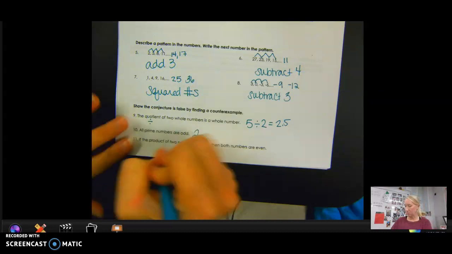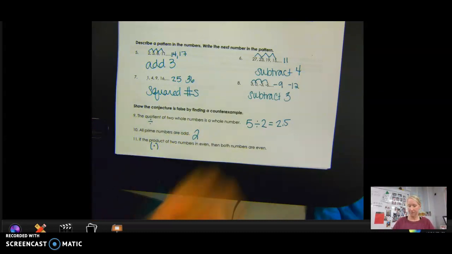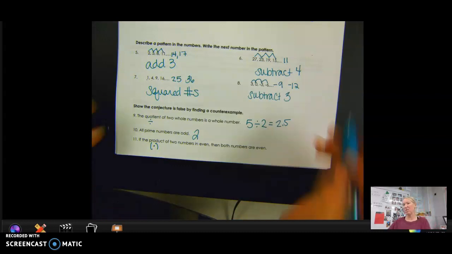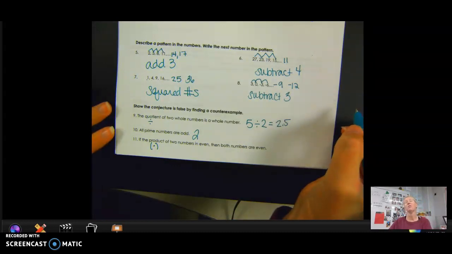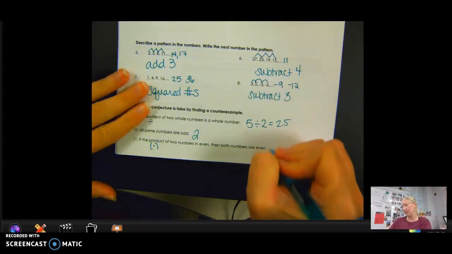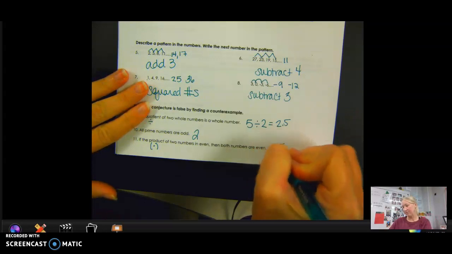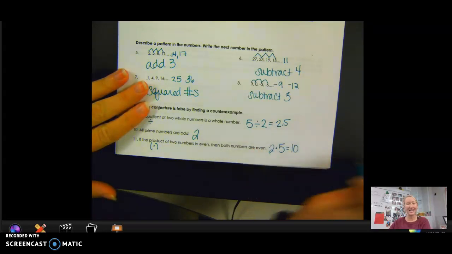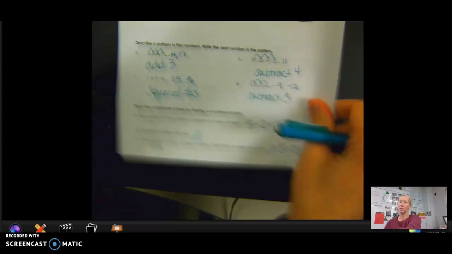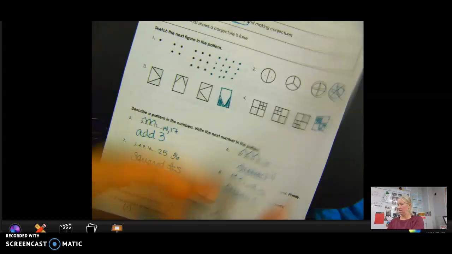If the product, so multiplication, of 2 numbers is even, then both numbers are even. So like 2 times 4 is 8, 4 times 4 is 16, so those are proving it correct. But now I need a counterexample to prove it incorrect. How about 2 times 5? Well, that equals 10, and that is an even answer, but not both of these are even. One is even, one is odd. All right, next page.